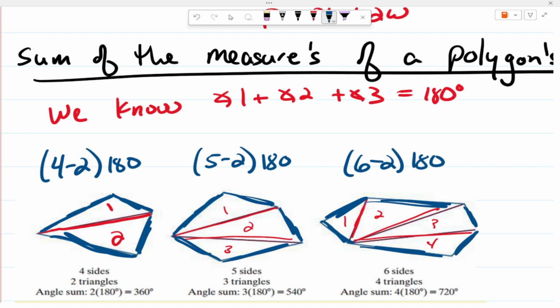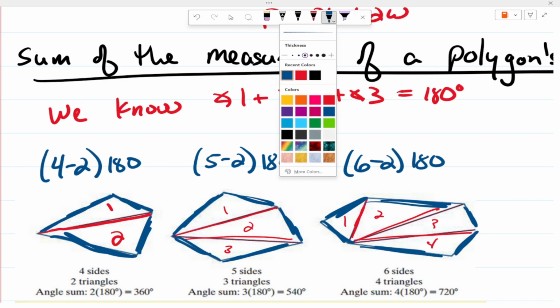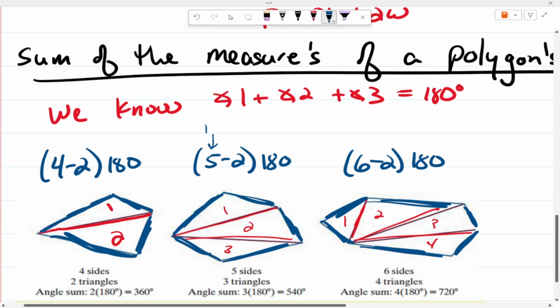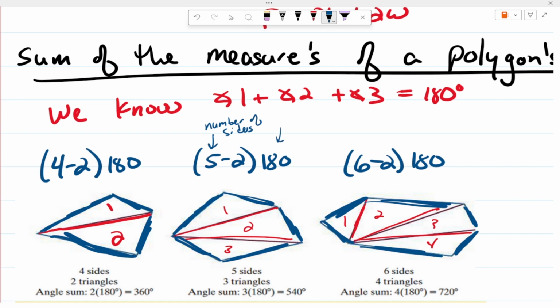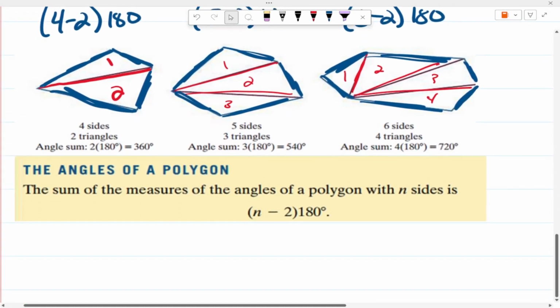So if you notice, this whole formula kind of stems from the number of sides minus 2 times 180. Okay? And that's what this formula is saying right here. The sum of the measures of the angles of any polygon with n sides is n minus 2 times 180.